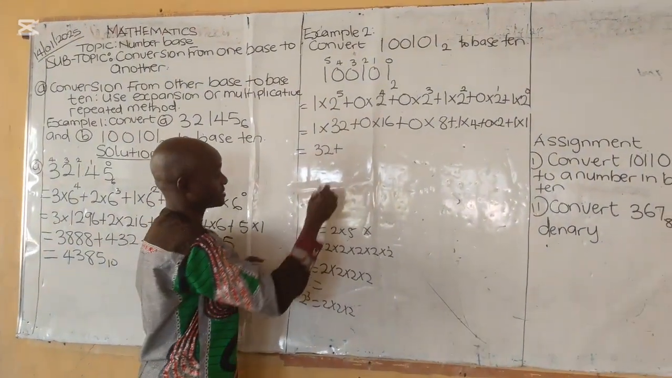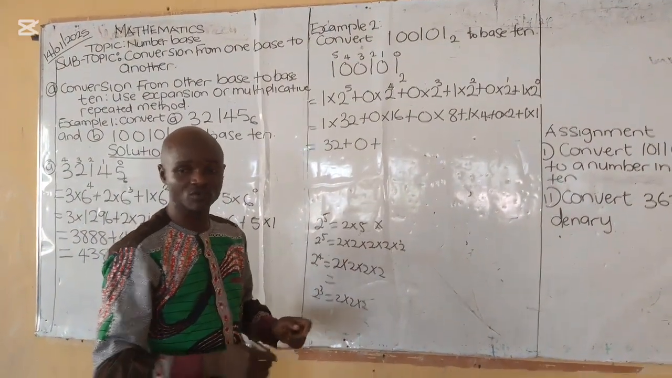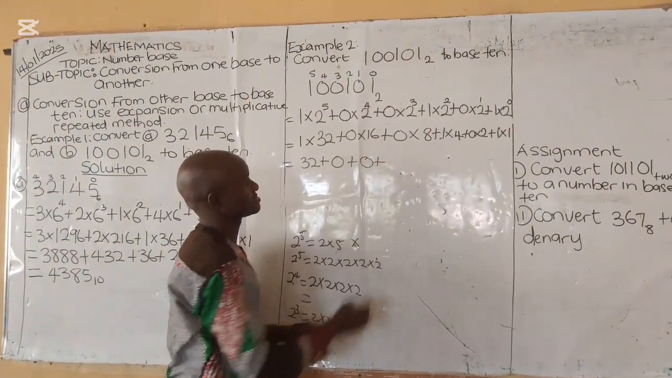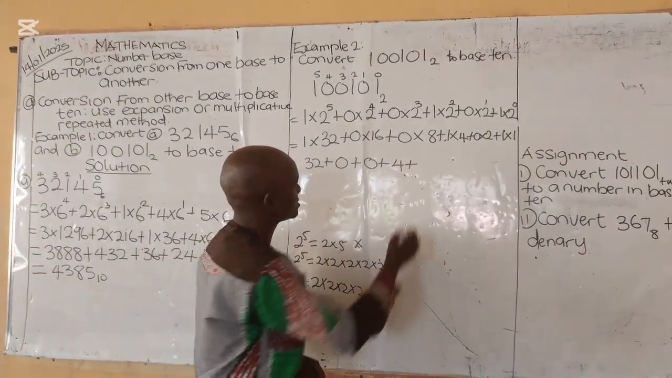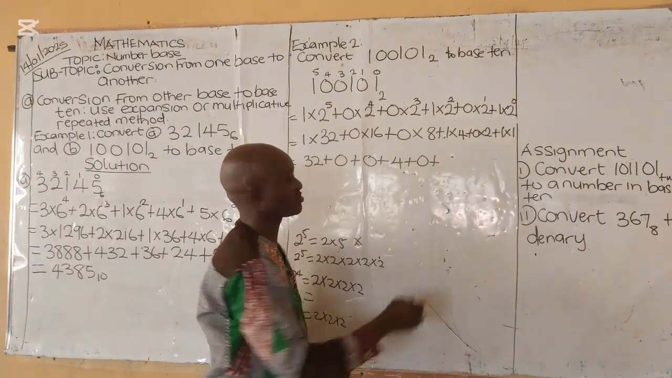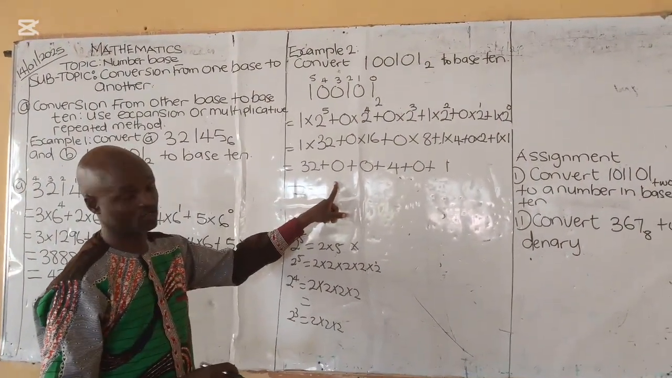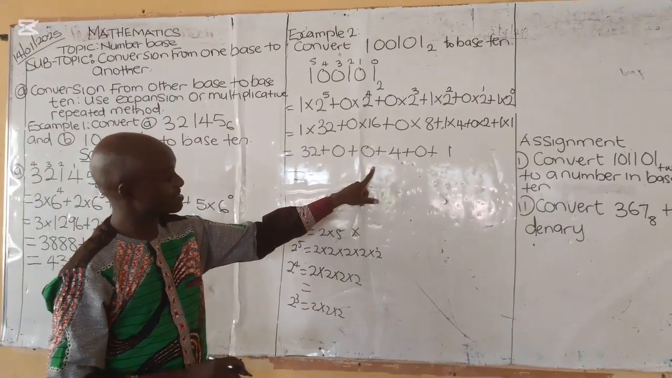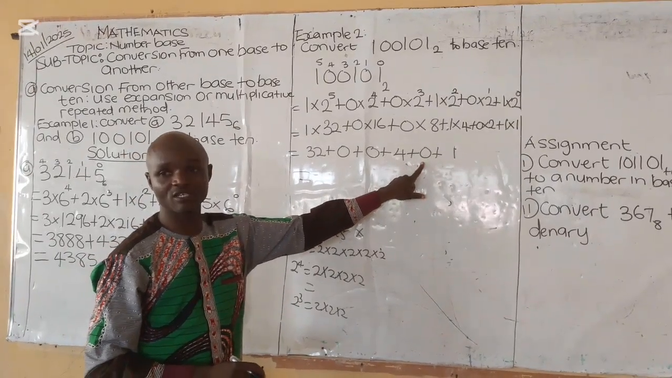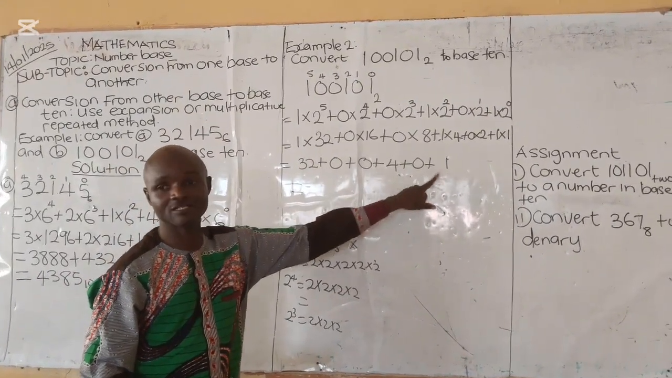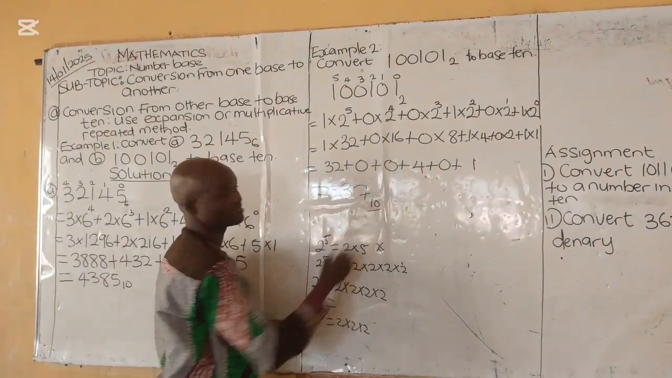So 0 times 16 will give you 0. And the next one, 0 times 8 will give you 0, as I said earlier. Plus 1 times 4 will give you 4. Plus 0 times 2 will give you 0. Plus 1 times 1 will give you 1. Therefore, by addition, 32 plus 0 is 32. Plus 4 is 36. 36 plus 0 is going to give you 36. 36 plus 1 will give you 37, which is now in base 10.